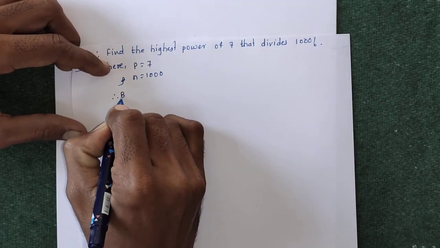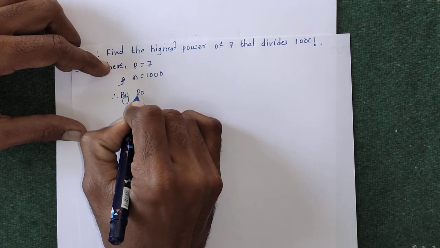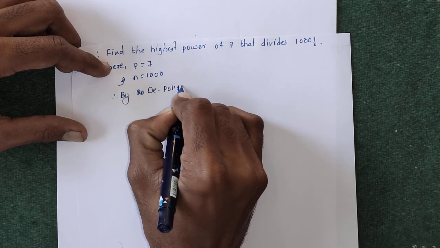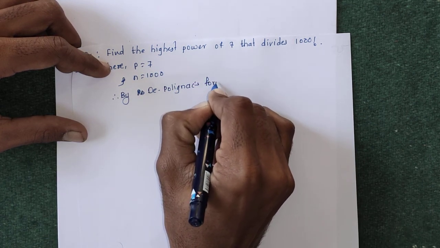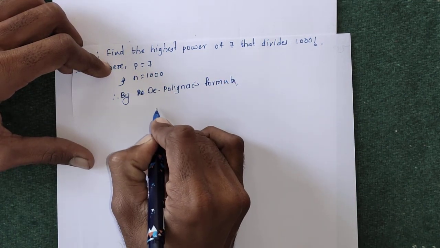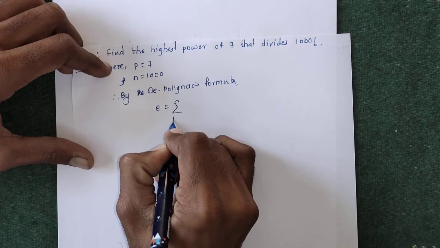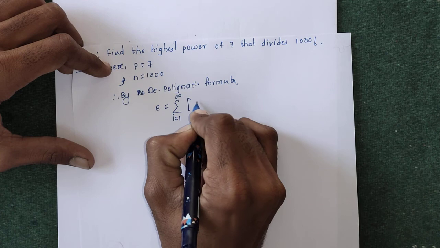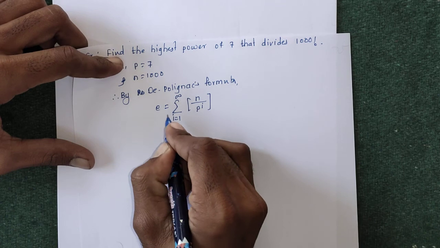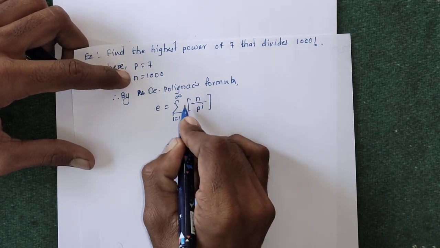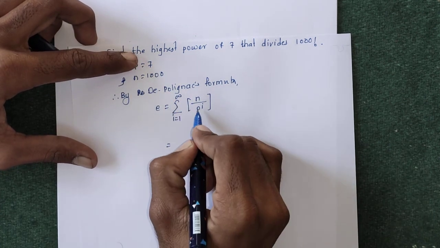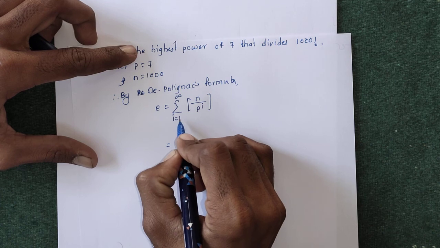So therefore by de Polignac formula, we have the largest exponent of some prime number which divides n factorial, e is equal to summation I running from 1 to infinity, greatest integer function of n upon p raised to I. So here n is equal to 1000 and p is equal to 7. So we are just going to run this summation from 1 to infinity.